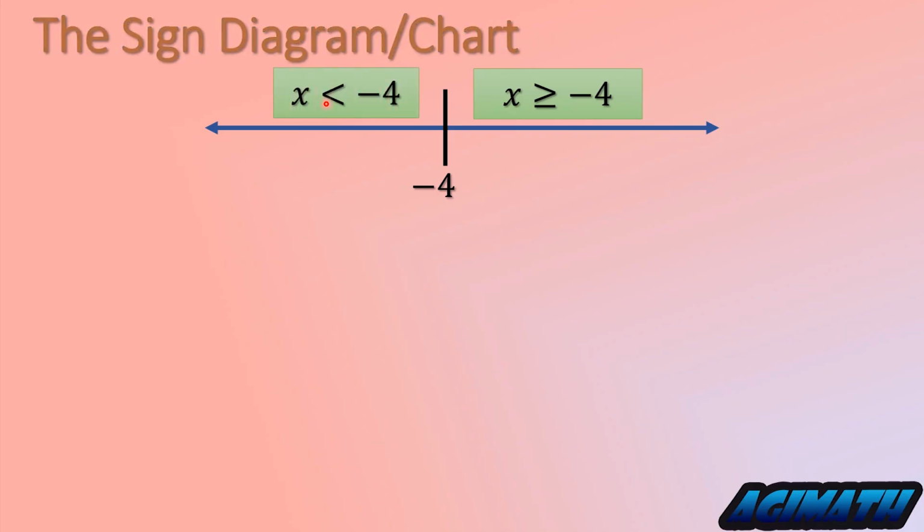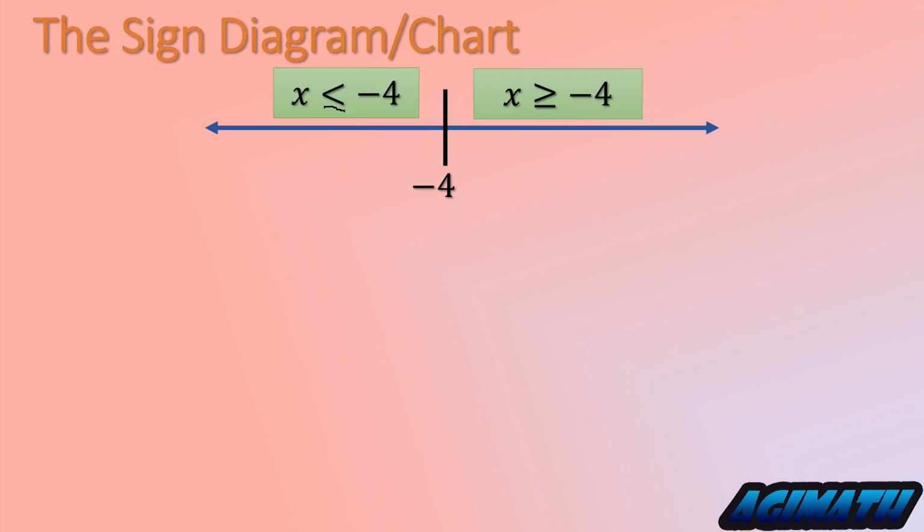And then on the other interval, x is less than or equal to negative 4. It should have the or equal to. Less than or equal to negative 4. Again, negative 4 is part of this interval.